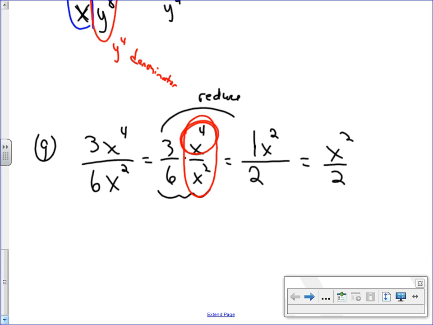This answer is good. It's also good. And another good answer is this answer. But make sure you're not writing it like this, because that looks like the x squared is in the denominator, and we don't want that to happen because the x squared has to be in the numerator for this answer.